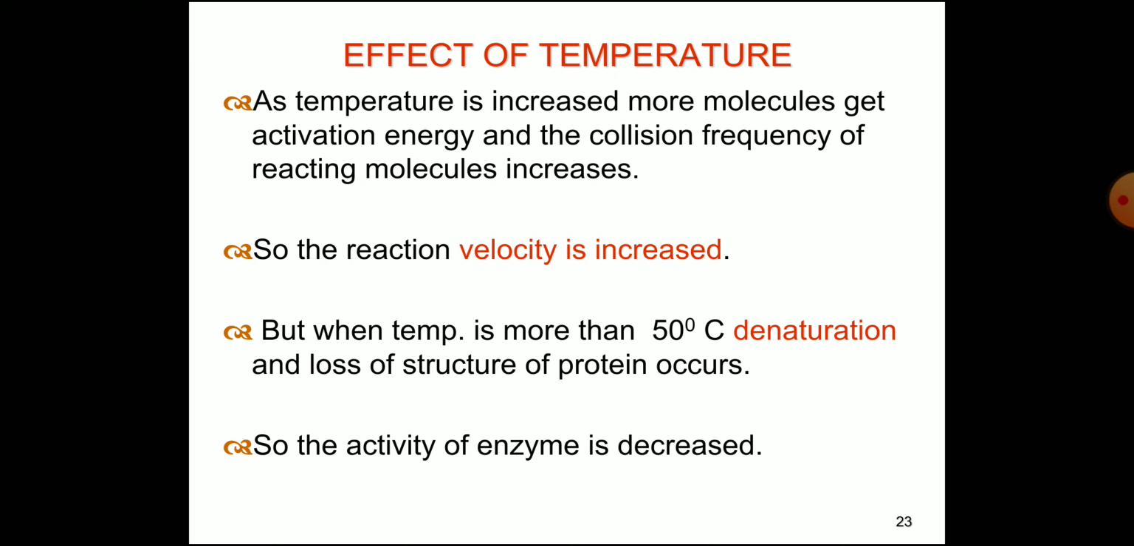But when the temperature is more than 50 degrees centigrade, what happens? Denaturation and loss of structure of the proteins occurs. Proteins will denature when the temperature is raised. All the enzymes are proteins also. So naturally, above 50 degrees centigrade, the denaturation of these protein enzymes occurs and the activity will decrease.